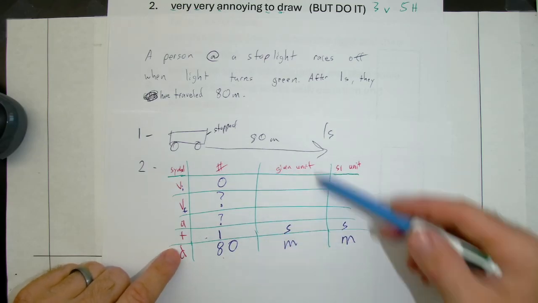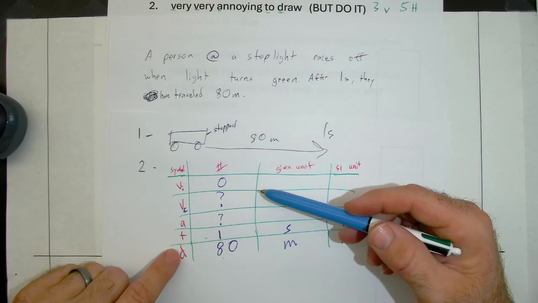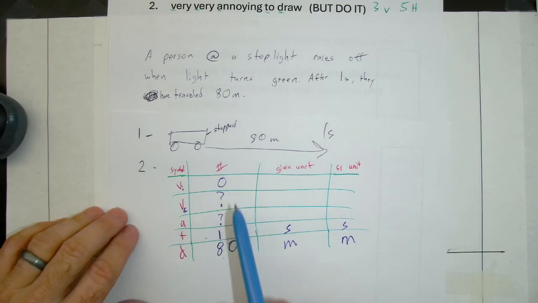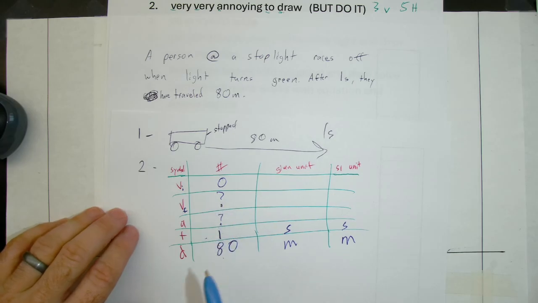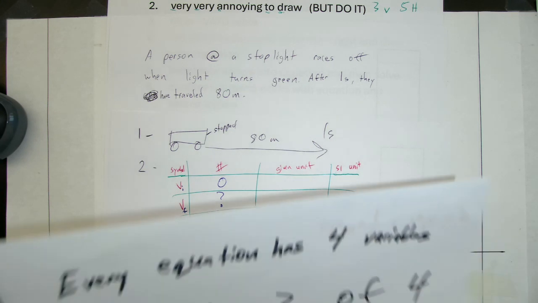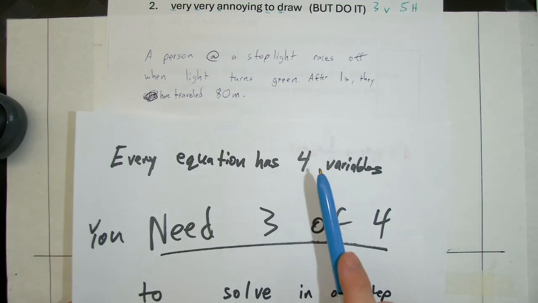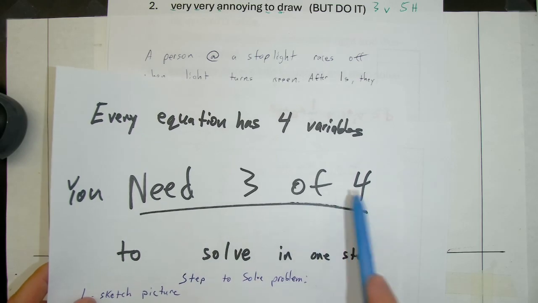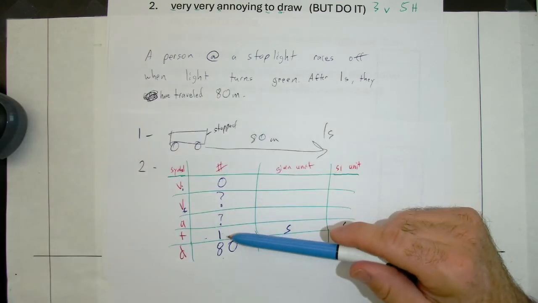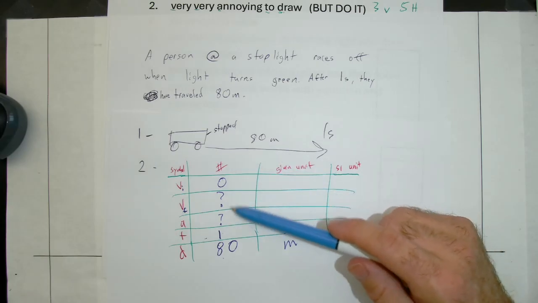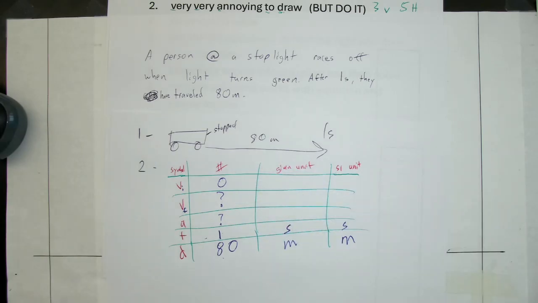Now, this is important because for step 2, it shows us what we know, this, this, and this, and what we don't know, this and this. And if we remember, when we introduced those 4 equations, every equation has 4 variables. To solve it in one step, you need 3 of those 4. And so we actually have 3 variables here. So we could solve for either one of these we needed, depending on which equation we choose.